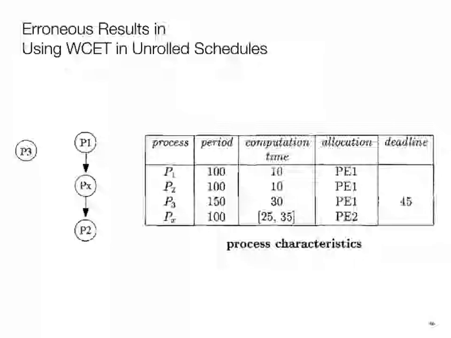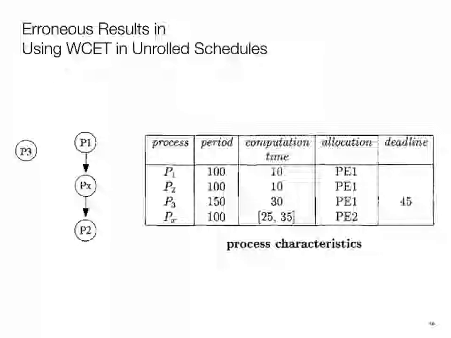So why does it happen? Again, a simple example before I make the broader point. Let's take a simpler task set. Now I have only four tasks, P1, P2, P3, and Px. P1 has a period of 100, Px has a period of 100, and P2 has a period of 100. Remember, they are part of the same cluster, so they have to have the same period. P3 has a period of 150. And let's say the computation time of P1 is 10, P2 is 10, P3 is 30, but Px can take anywhere from 25 to 35.